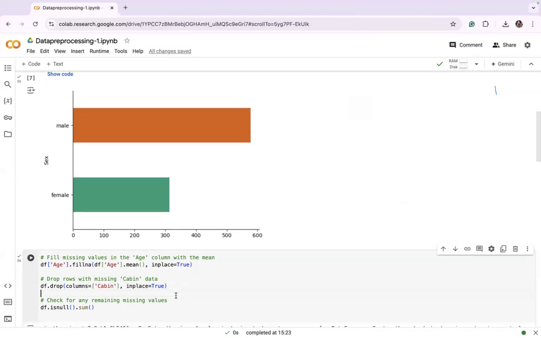Okay, then suppose after that there are any missing values that still exist, right? So check for any remaining missing values. For that we are using the isnull function. So these three are the codes we have written there. We will just run this. See, now no error is found, so that's why it is running properly. If some errors are there, then it will show you the red symbol.